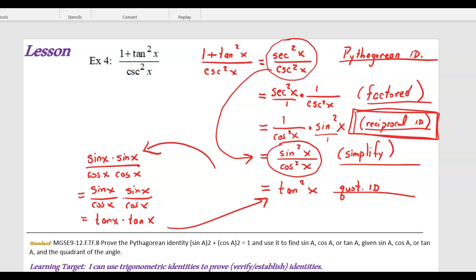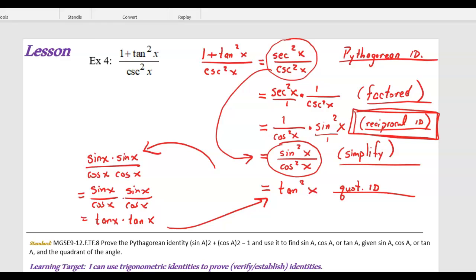So you can go straight from sine squared of x over cosine squared of x to tangent squared of x. That's fine, but this is just a justification. So once again, I'm showing you why things are what they are. Anytime you flip, anytime you invert the position of a trig function and rewrite it as its reciprocal, you're using a reciprocal ID.